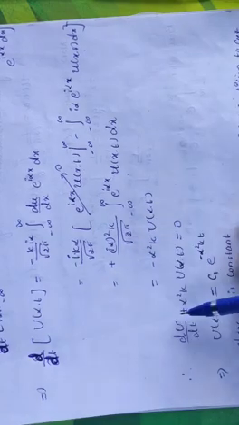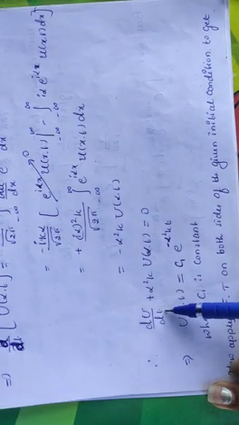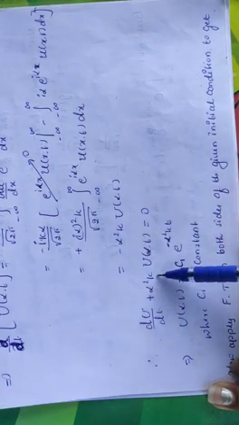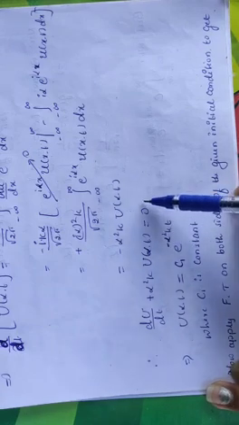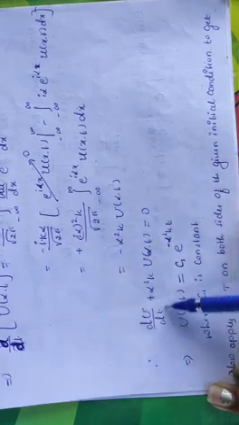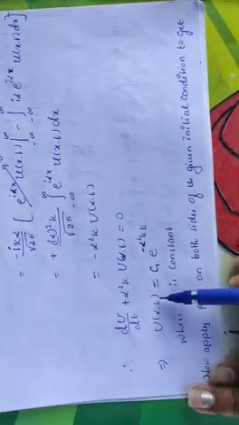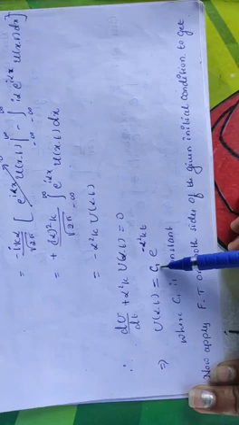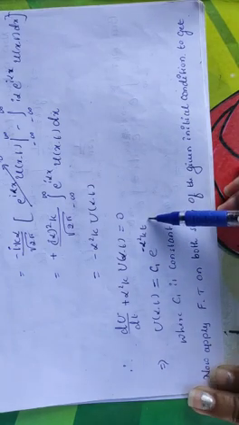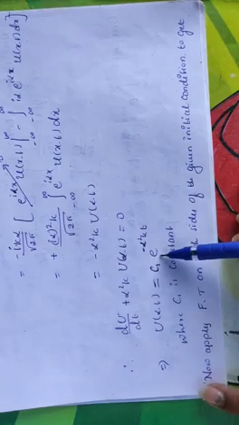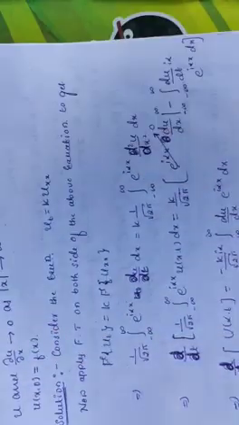Now take this term to the left hand side, then we get derivative of u with respect to t plus alpha square k into u of alpha comma t equals to 0. Okay, now look here, now we write the solution of this equation, then we get the solution in the form u of alpha comma t is equal to c1 into exponential of minus alpha square k into t, where c1 is a constant.